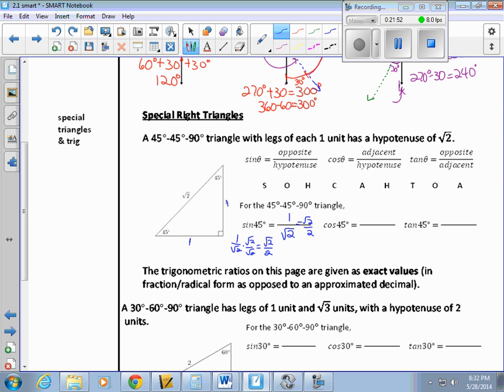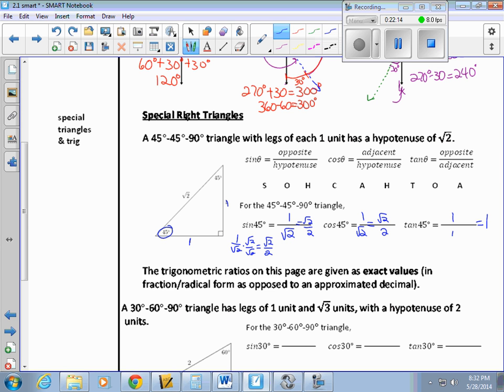So cosine. 45 is what we're working at on the 45. Cosine is adjacent over hypotenuse, so that's 1 over square root 2, which is equal to square root 2 over 2. Tangent is just opposite over adjacent, so it's 1 over 1. So tangent of 45 is just equal to 1.